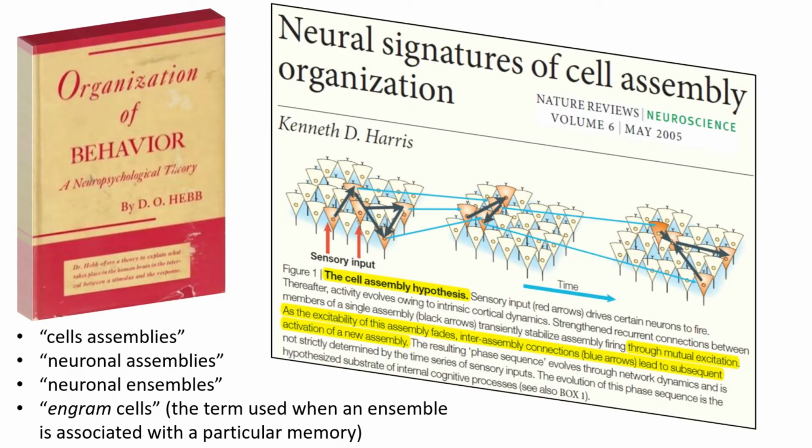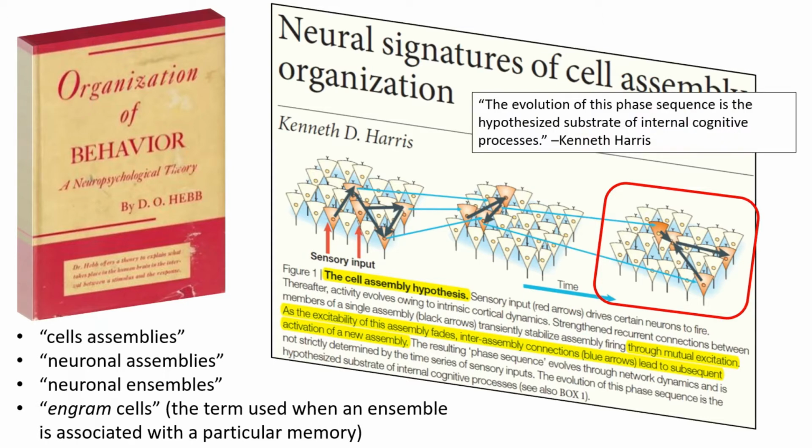As this figure from a 2005 review by Kenneth Hayworth suggests, a noisy or ambiguous sensory input succeeds in activating a particular cell assembly out of a range of competing cell assemblies. Its activation provides the clear and unambiguous representation necessary to drive subsequent cognition. Crucially, this type of pattern recognition is dependent on strong excitatory synapses among the cells of the cell assembly, which perform a type of neural network pattern completion. This cell assembly drives the activation of other cell assemblies, which in turn drive the activation of yet other cell assemblies. As Hebb suggests in his paper, the evolution of this phase sequence is the hypothesized substrate of internal cognitive processes.